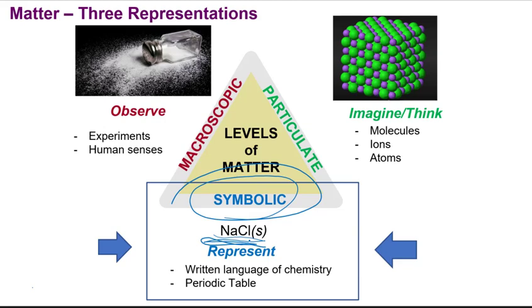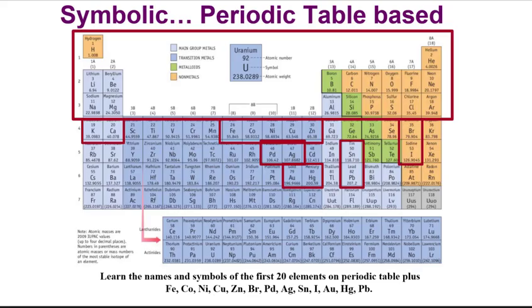Indeed, one of our goals is to help you make the connections in your own mind among the symbolic, the particulate, and the macroscopic world of chemistry. But this is our written language of chemistry. Our written language of chemistry comes from none other than our periodic table. This is our symbolic. And this periodic table is going to be a useful tool throughout our whole semester. You will have this for every assignment and quiz and test, and you will always have this at your disposal.